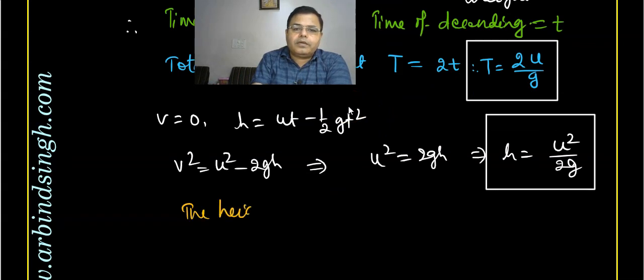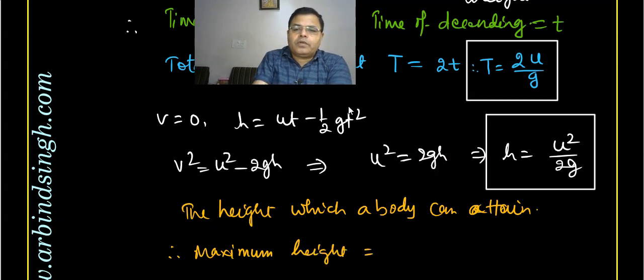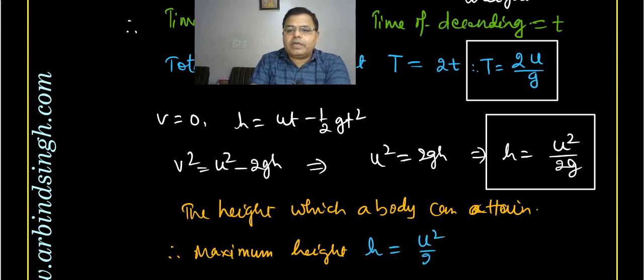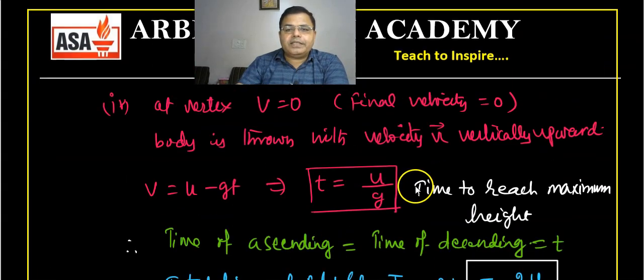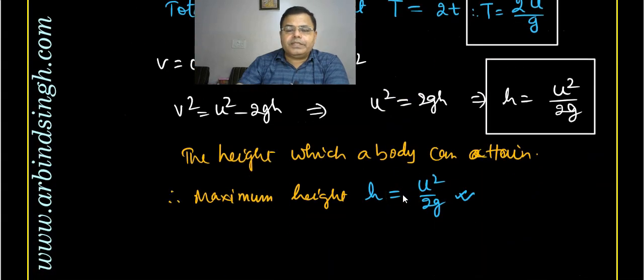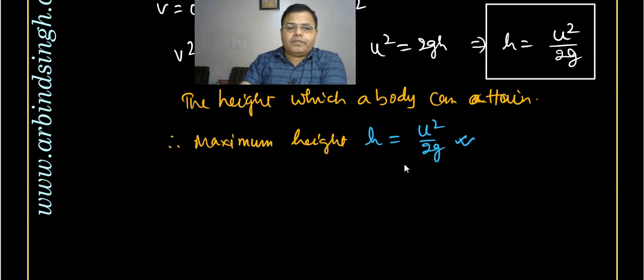The height which a body can attain, the maximum height. So h is equal to the maximum height, h is equal to u square upon 2g. Remember this. This is also a very important point. So you can utilize it like this. Whenever a body is thrown vertically upward, then g will be taken negative, and when it is falling down, then g will be taken as positive. I hope you got it.